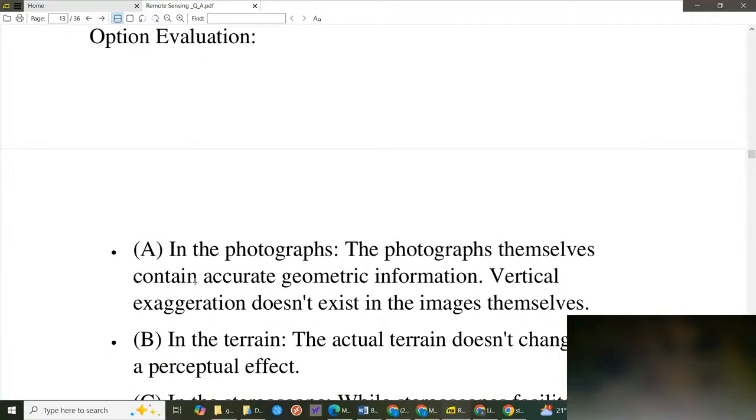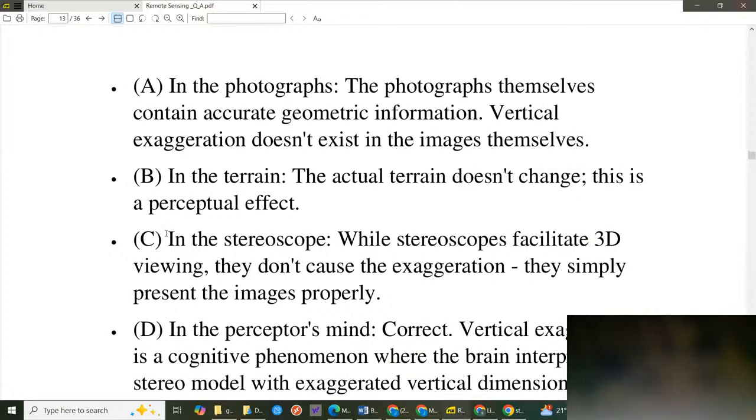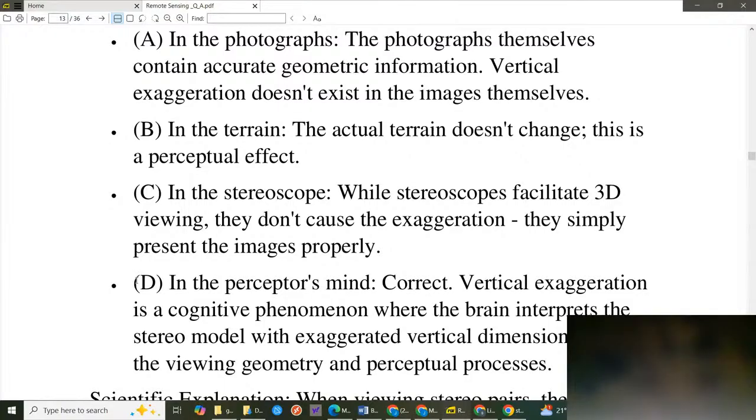In the photographs themselves, they contain accurate geometric information. Vertical exaggeration does not exist in the images themselves. In the terrain, the actual terrain does not change. This is the perceptual effect. In the stereoscopes, while stereoscopes facilitate 3D viewing, they do not cause the exaggeration. They simply present the images properly.